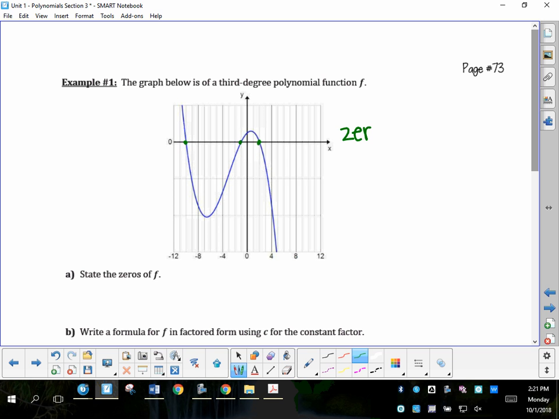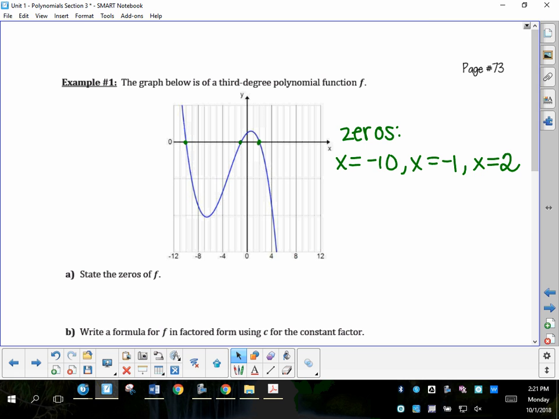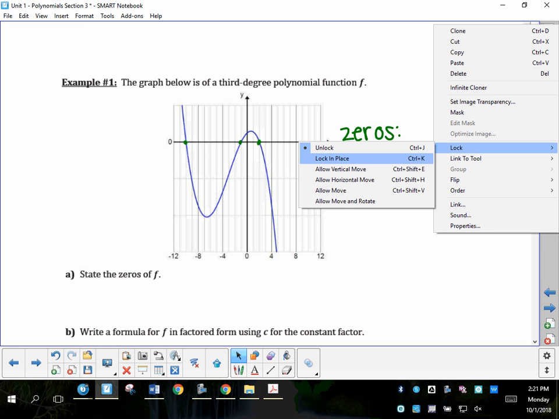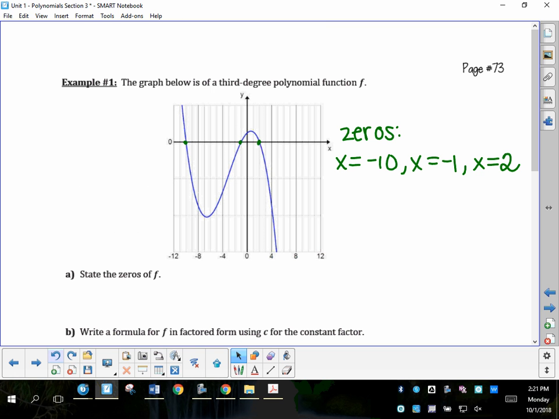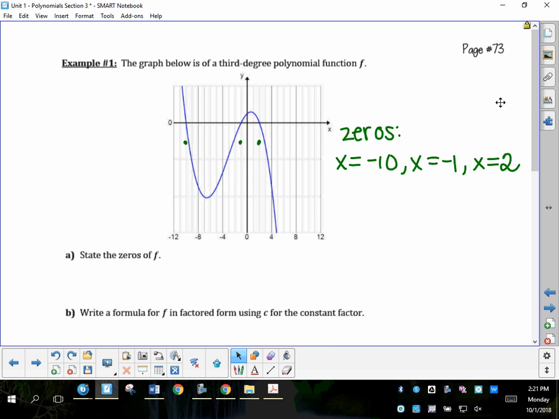Where are the zeros of this graph at? Hands up if you can tell me where any of the 3 zeros of this graph are on page 73. Go ahead. Okay. All right. So it looks like those are the zeros. Oh, what an idiot. I wrote it on the side. Okay. So that's our answer to the A part.